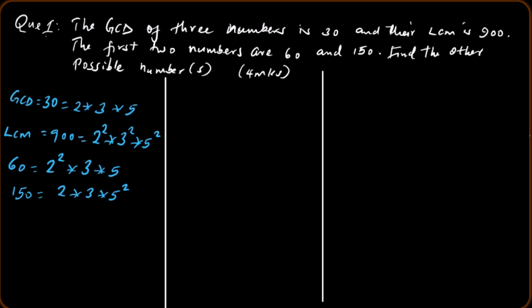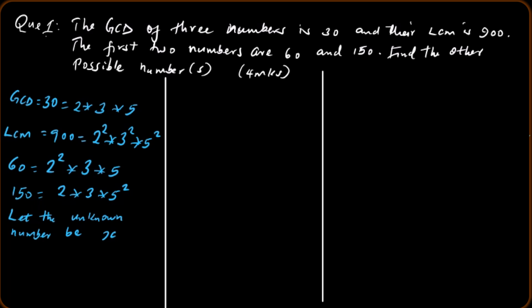Now we don't have the third number, so we let the unknown possible number be x. So here we have our unknown number to be x.